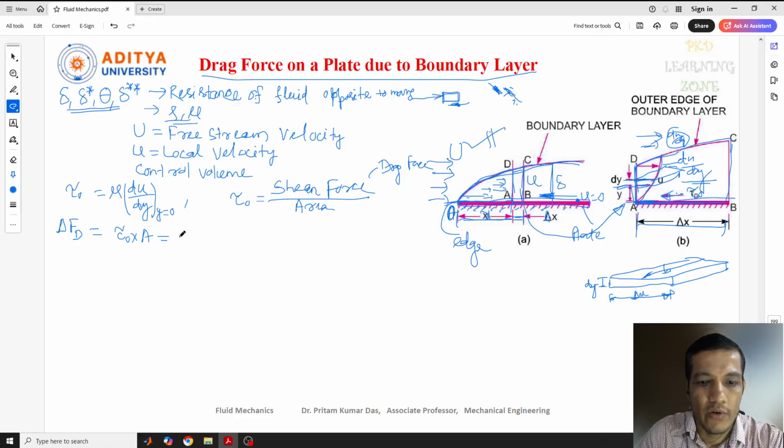The shear stress we got is tau naught. The area we can write as delta x, the length, times b, the width. So this is given as equation number 1.